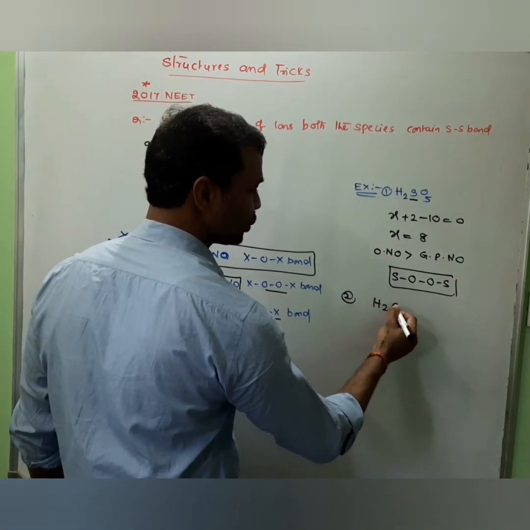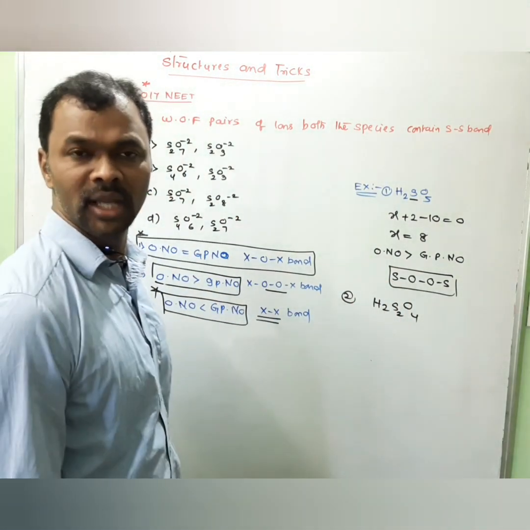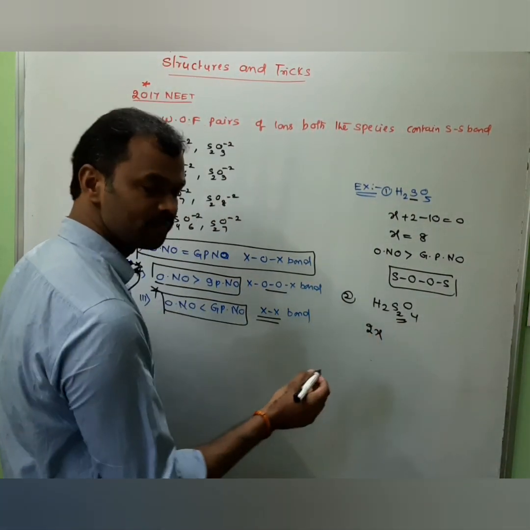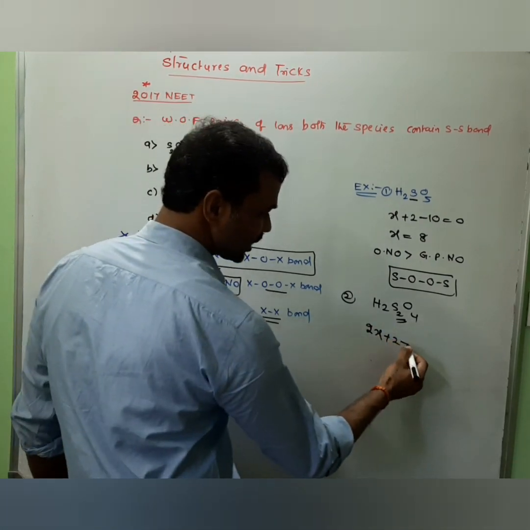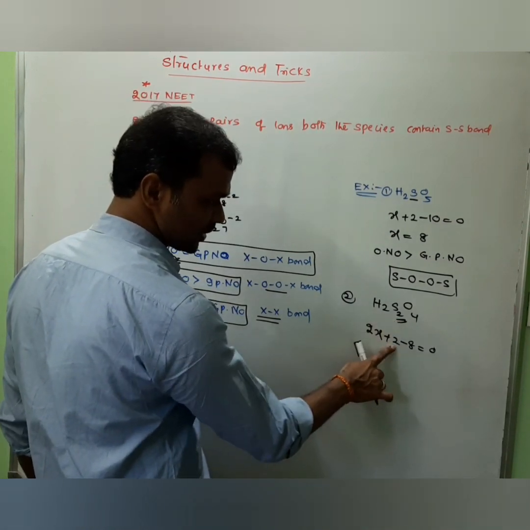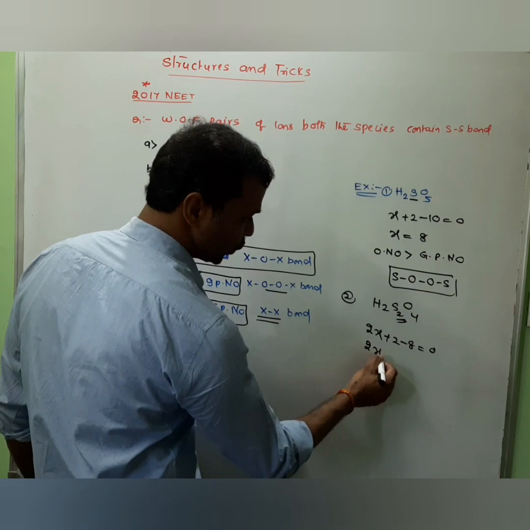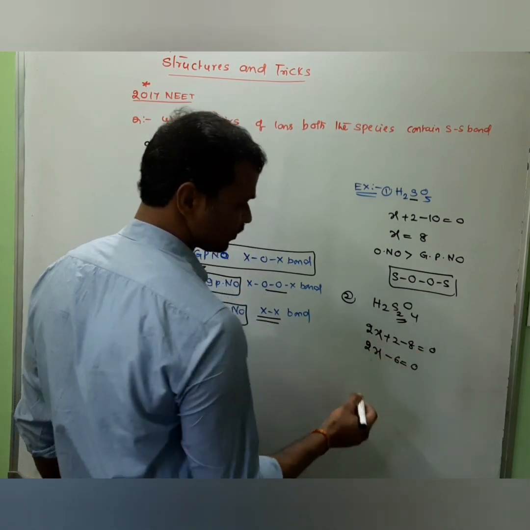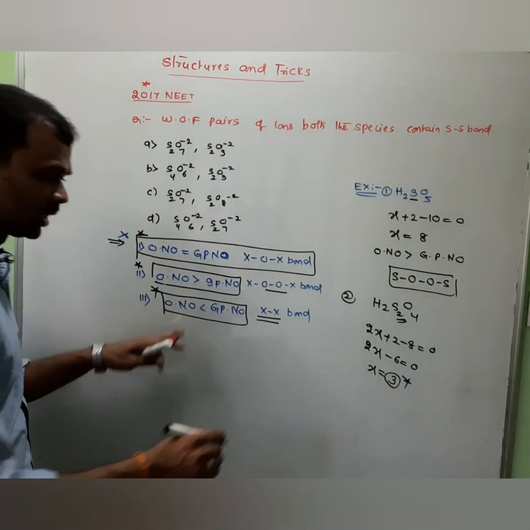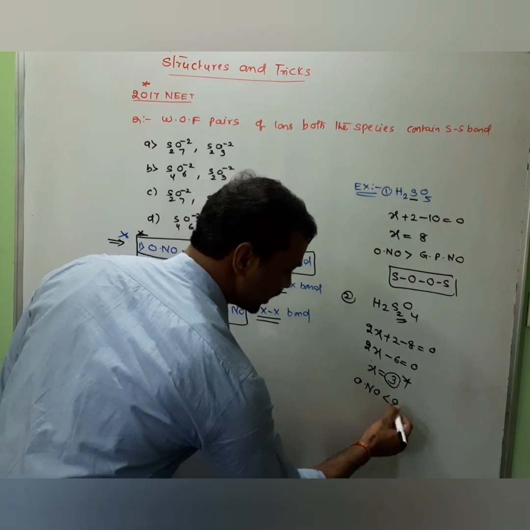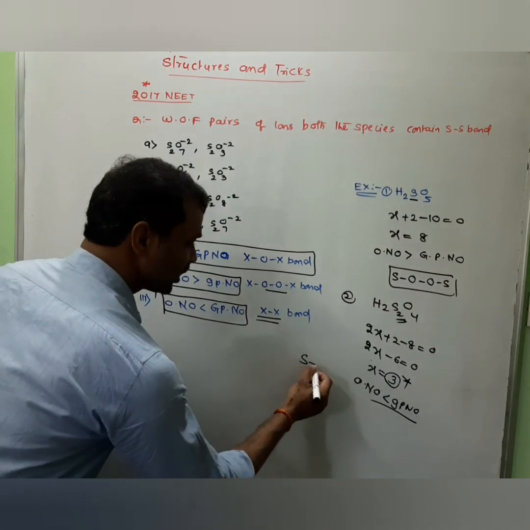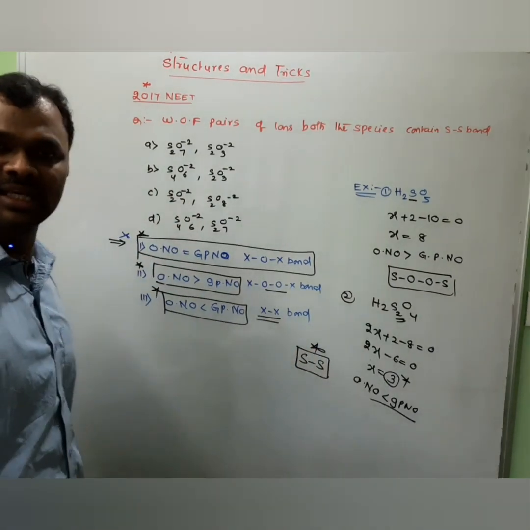Second example, I am taking H2S2O4. I want the oxidation state of sulfur, which is 2x plus 2 minus 8 equals 0. So if you observe very clearly, 2x minus 6 equals 0, x equals, we are getting 3. What do you mean by that? Oxidation number is less than group number. Group number is greater, oxidation number is less. Therefore, in such a condition, which bond is present? Yes, S-S bond is present.